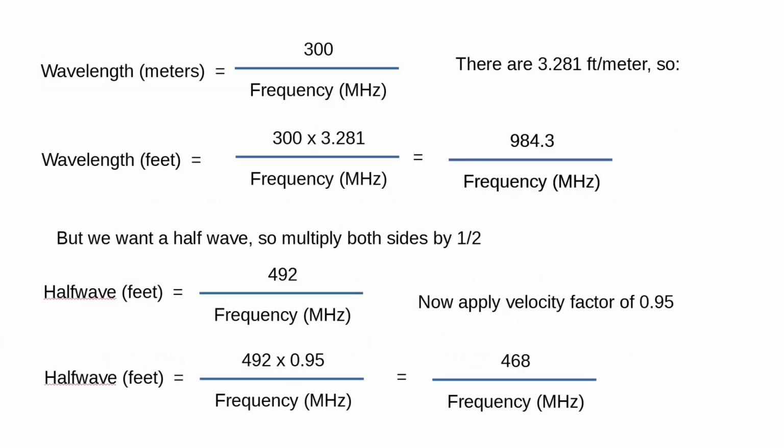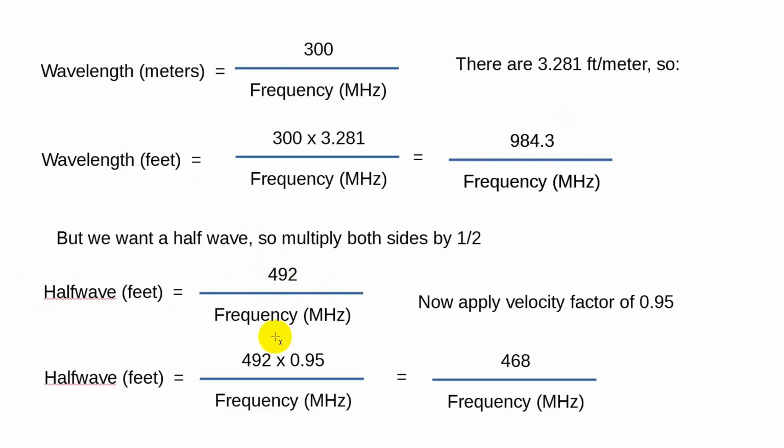So here, let's just walk through this across. The wavelength in meters is 300 divided by the frequency in megahertz. There are 3.281 feet per meter, so the wavelength in feet is 300 times 3.281 divided by the frequency in megahertz, or 984.3 divided by the frequency in megahertz. But we want a half wave, not a full wave. So a half wave is half of 984.3, which is 492.15, something like that, okay?